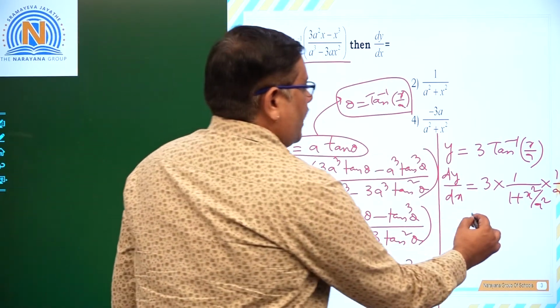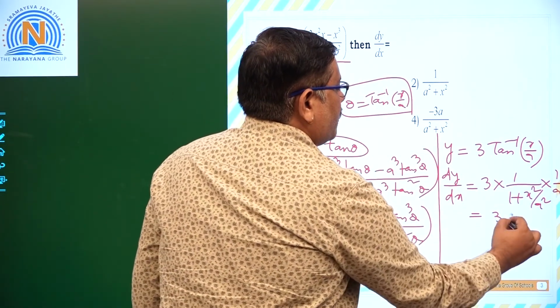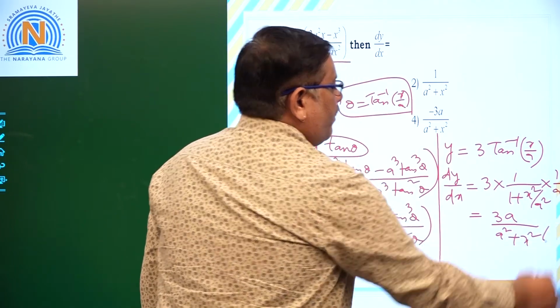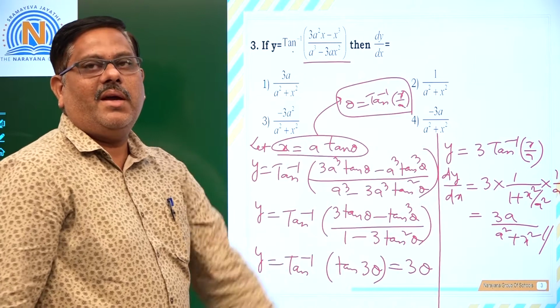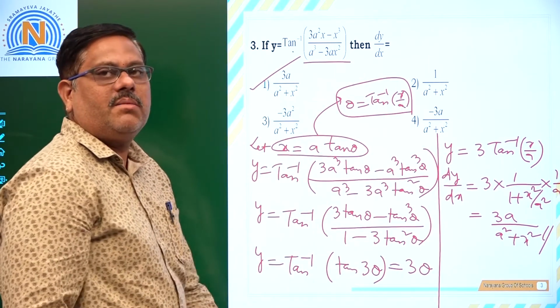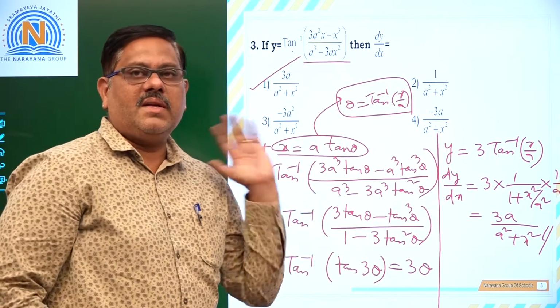Otherwise I have 3 into a square goes up, so that is a square by a, which is a by a square plus x square. So my dy by dx is now 3a by a square plus x square. 3a by a square plus x square is nothing but the first option for us. That is the right answer.